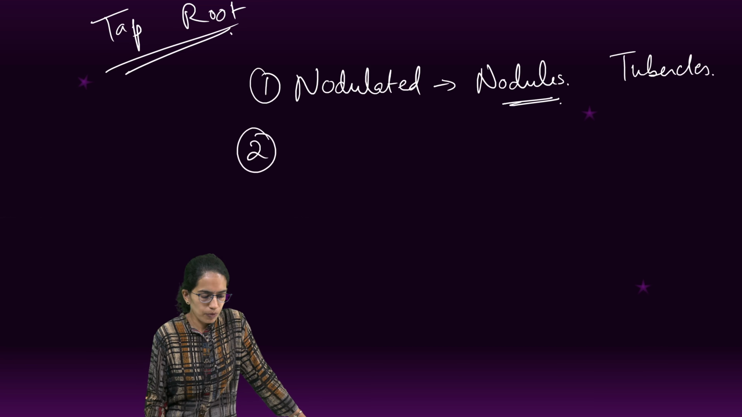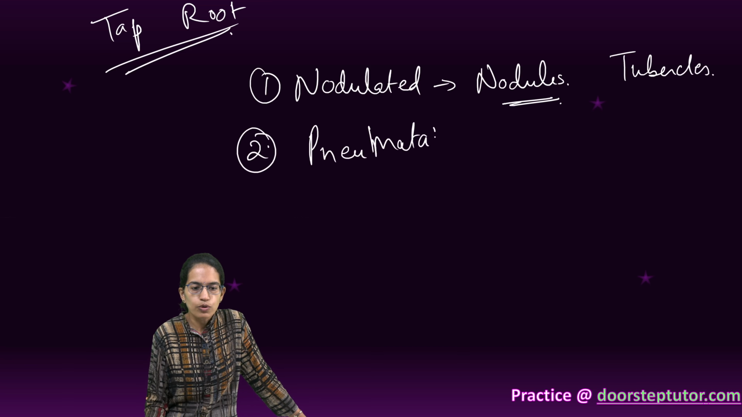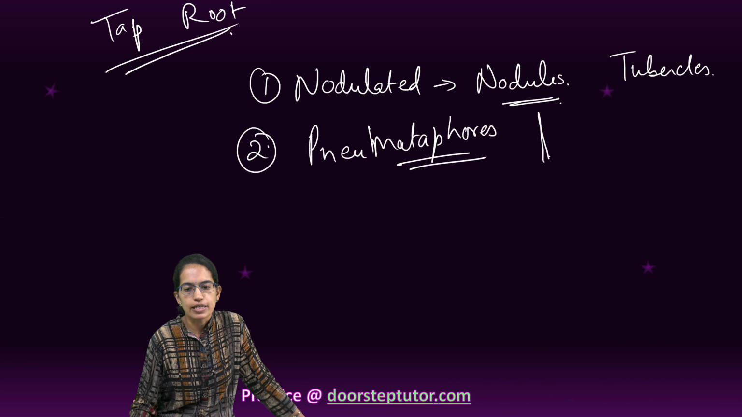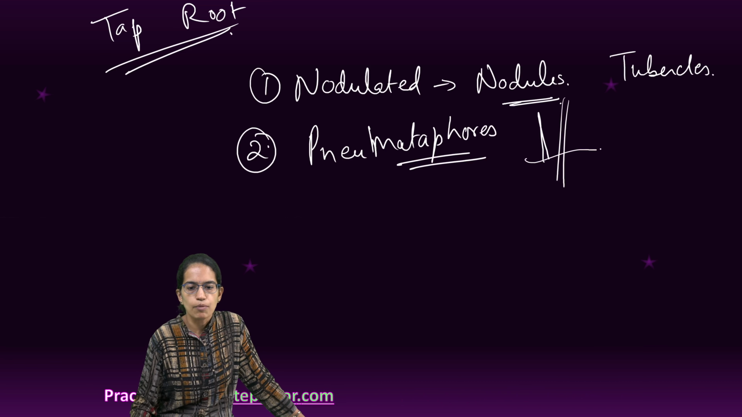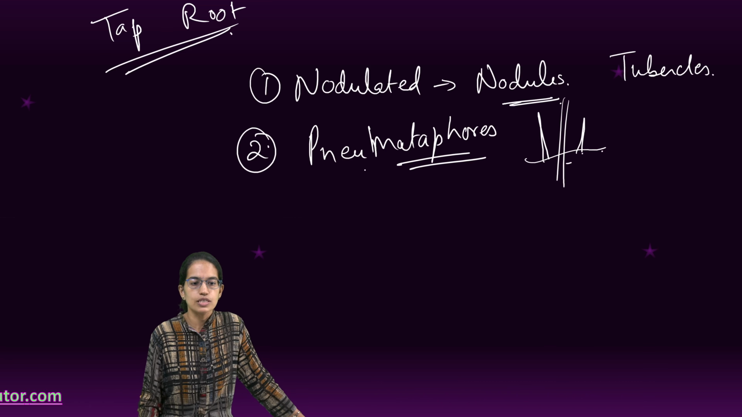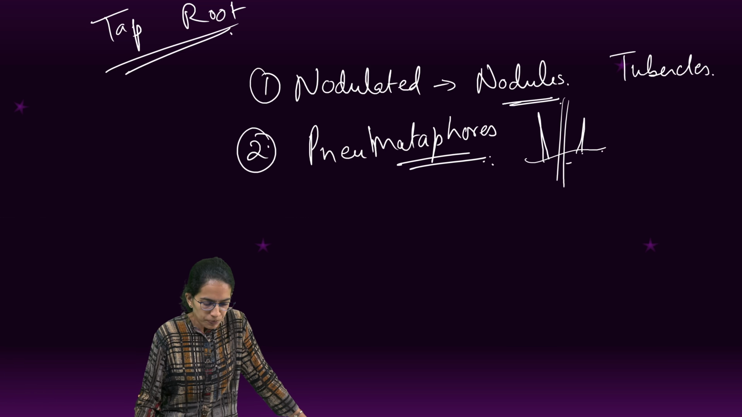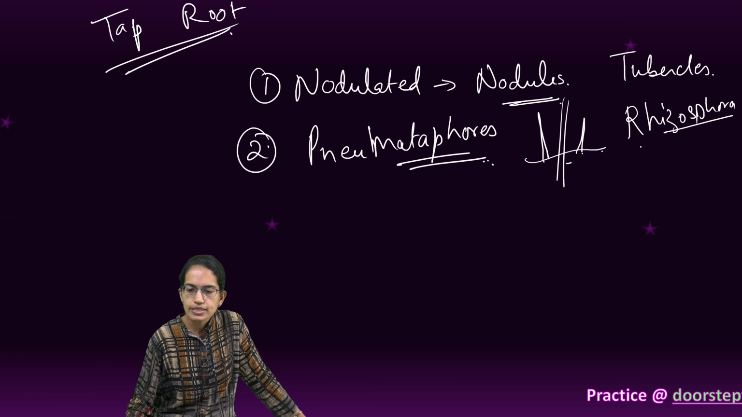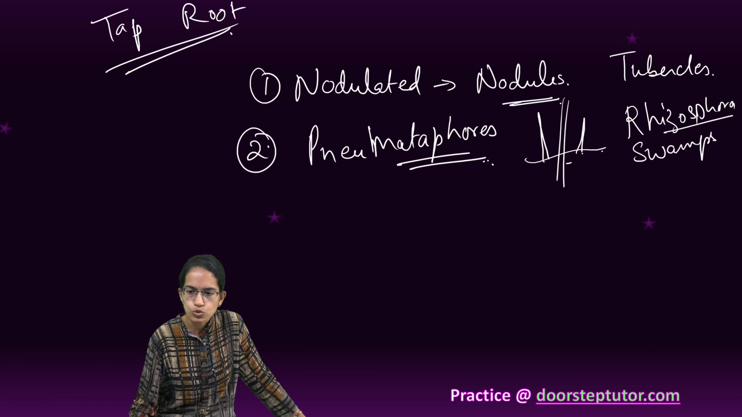The second important type is pneumatophores. What are pneumatophores? Pneumatophores are aerial roots. They rise above the ground, above the surface, and are known as aerial roots. These pneumatophores are seen in Rhizophora. A good example is the plants in swamps.